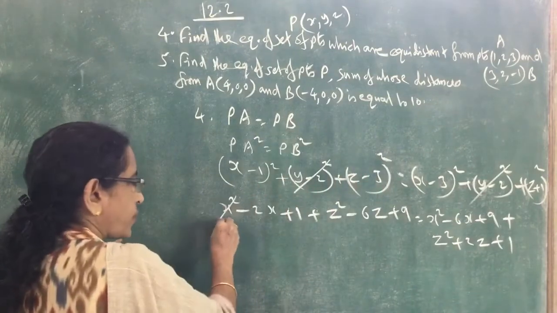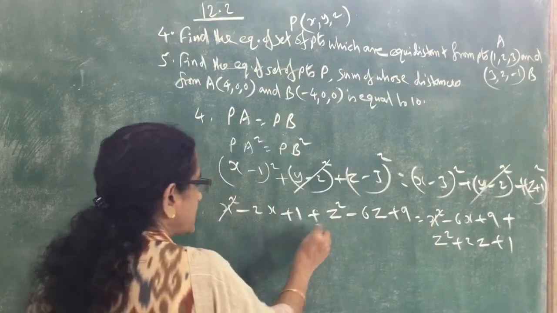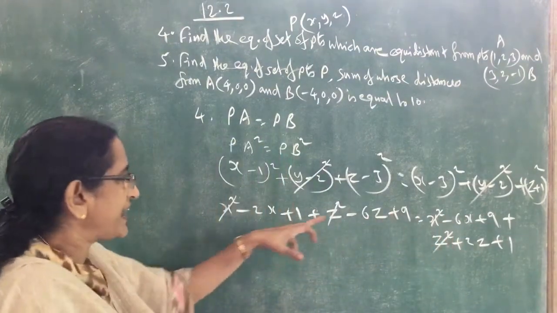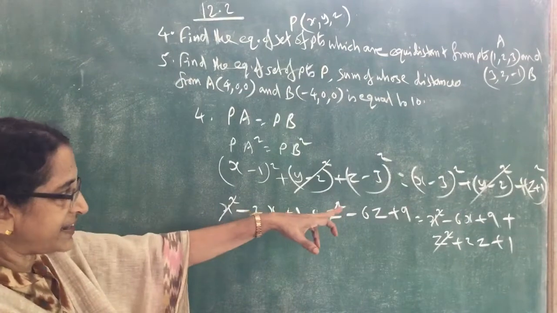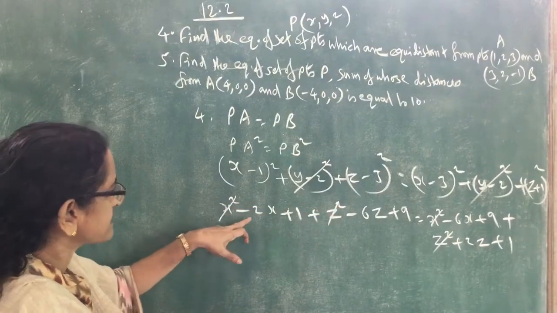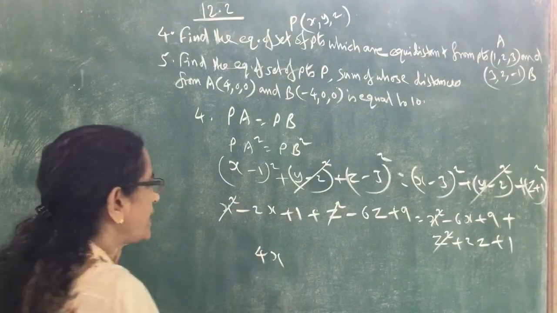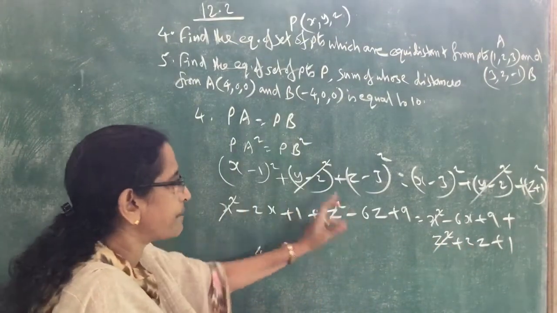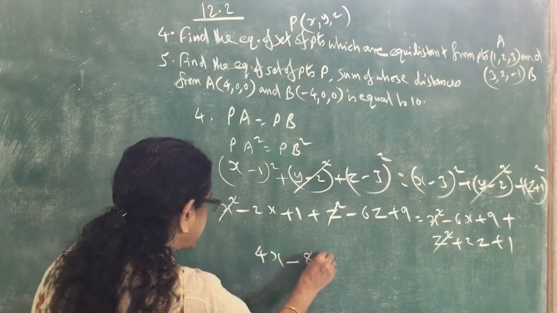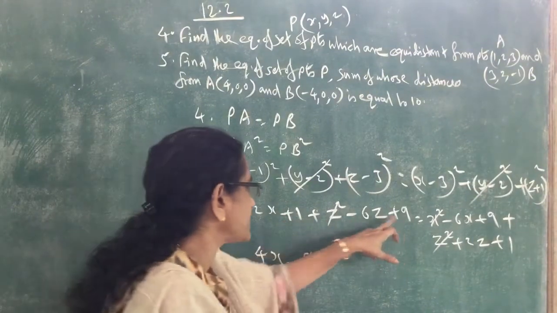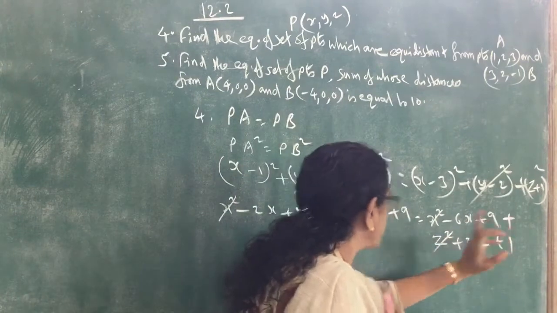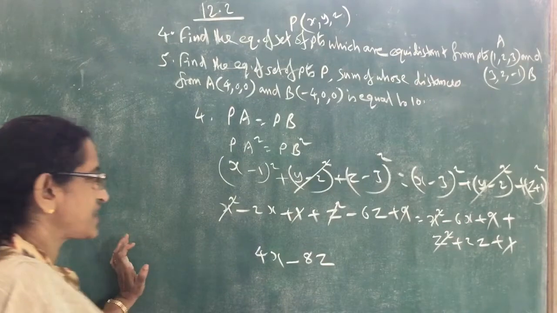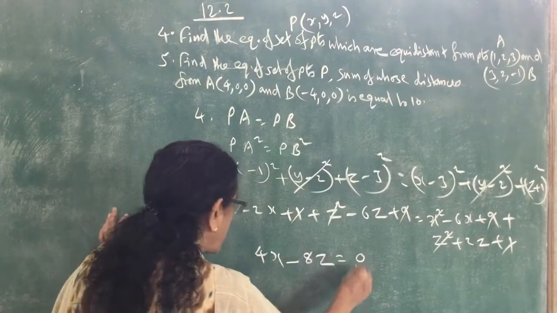Now here there is x square, here x square. Here there is z square, here there is z square. Then we can take minus 6x to this side. So minus 6x becomes plus 6x. Plus 6x minus 2x is 4x. Then here 2z, taking this to the other side, minus 6z minus 2z is minus 8z. Then here 1 plus 9 is 10, here also 9 plus 1 is 10, so that can be cancelled from both sides. So only these two terms are there, and that is equal to 0.